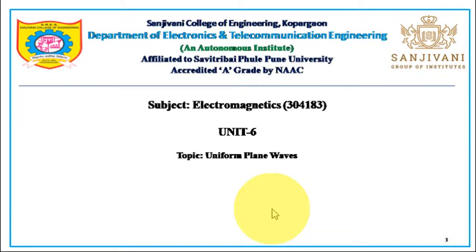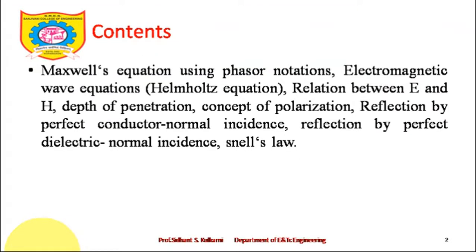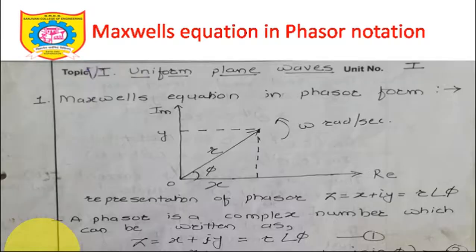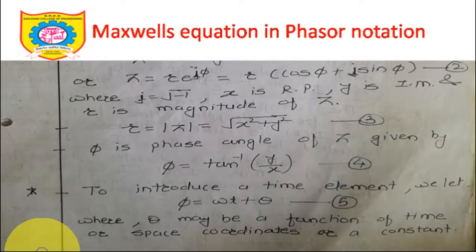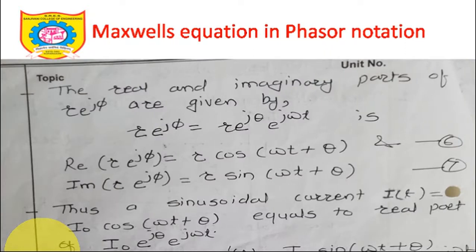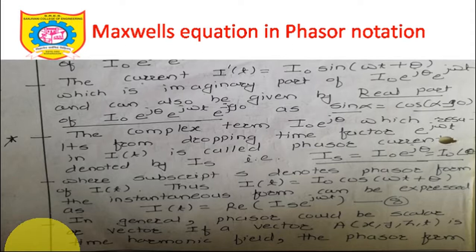Welcome back students. In the previous lecture we started with uniform plane waves, and for understanding the wave equation we went through the basics of the phasor and how these phasors are represented as complex numbers. We came to the conclusion that any equation of current or voltage in terms of sine and cos can be represented as either the real part or the imaginary part of a certain expression. So we'll repeat the last point which we discussed.